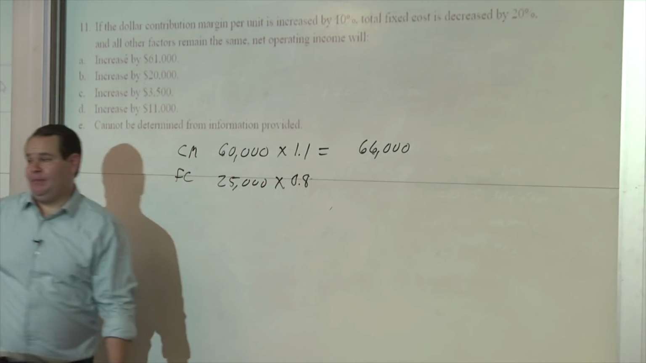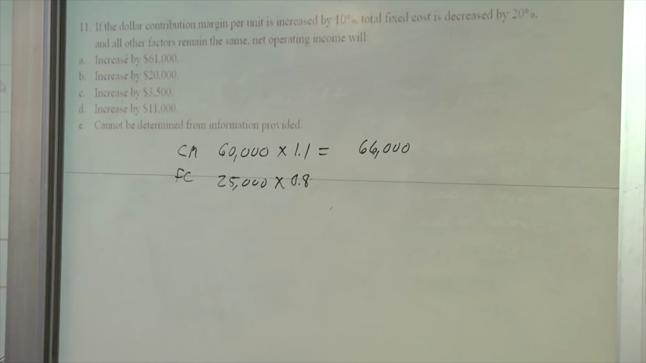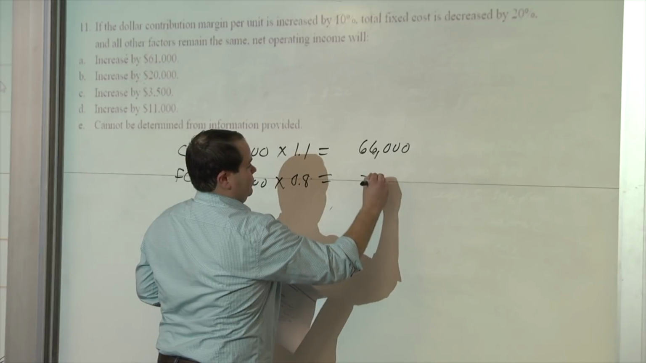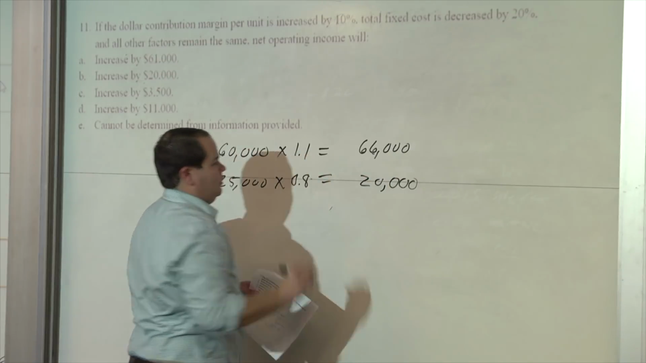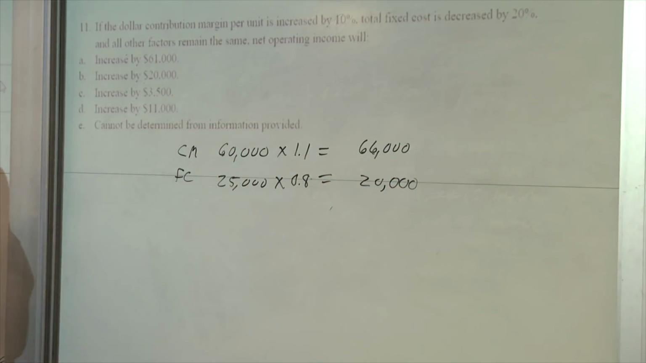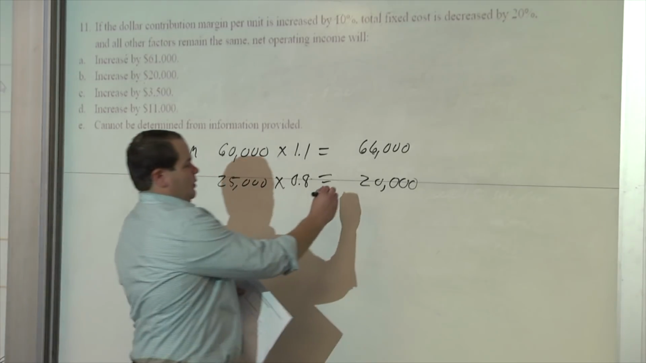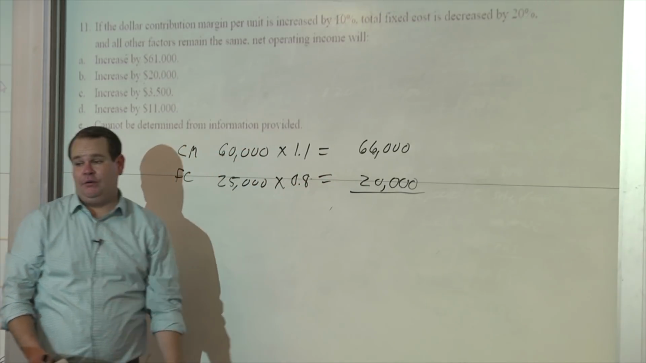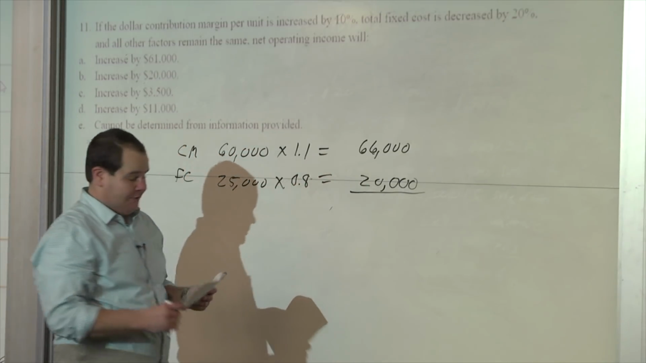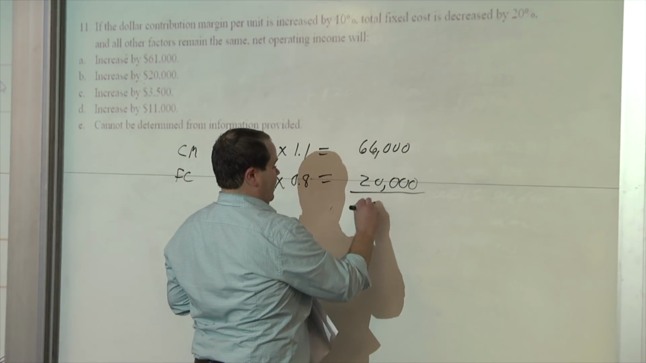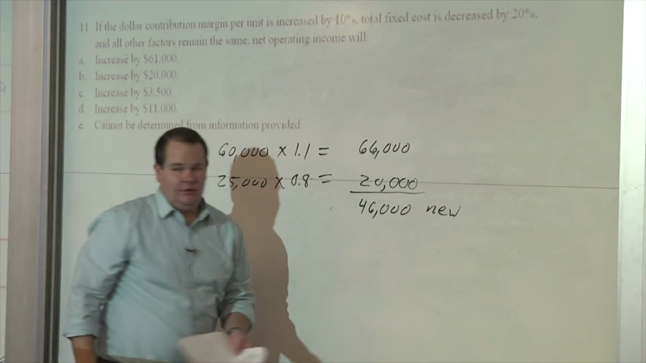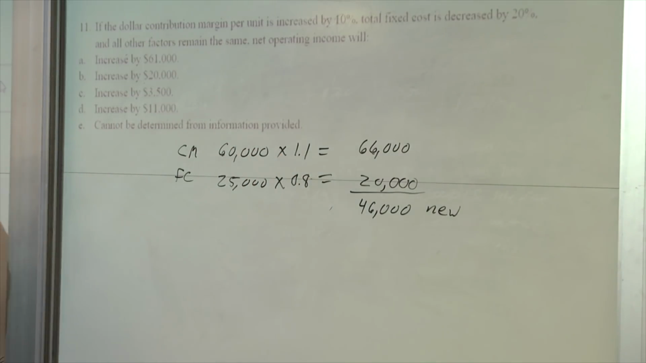Fixed costs, they decrease by 20%. So I'll multiply that by 0.8. And our new fixed costs are 20,000. So in this new situation, we're going to make 66,000. We're going to pull out fixed costs of 20,000. So our new profit is going to be 46,000.